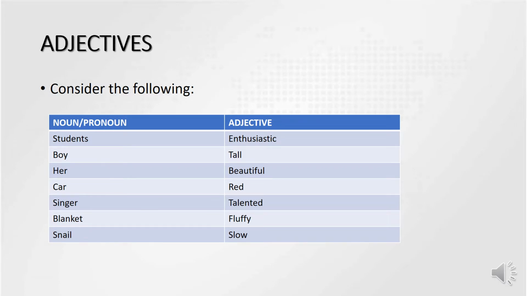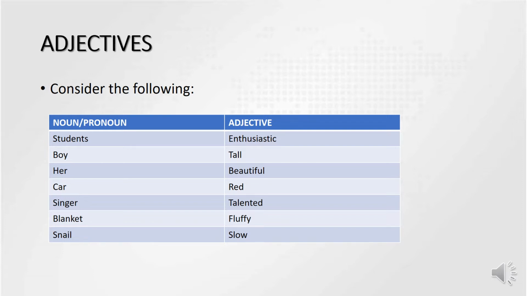Adjectives provide more information about the noun or the pronoun. Like I said in the previous slide, they modify the noun or the pronoun. These are describing words, as they are descriptive words of the noun. So they describe the noun, they give us more information about the noun.